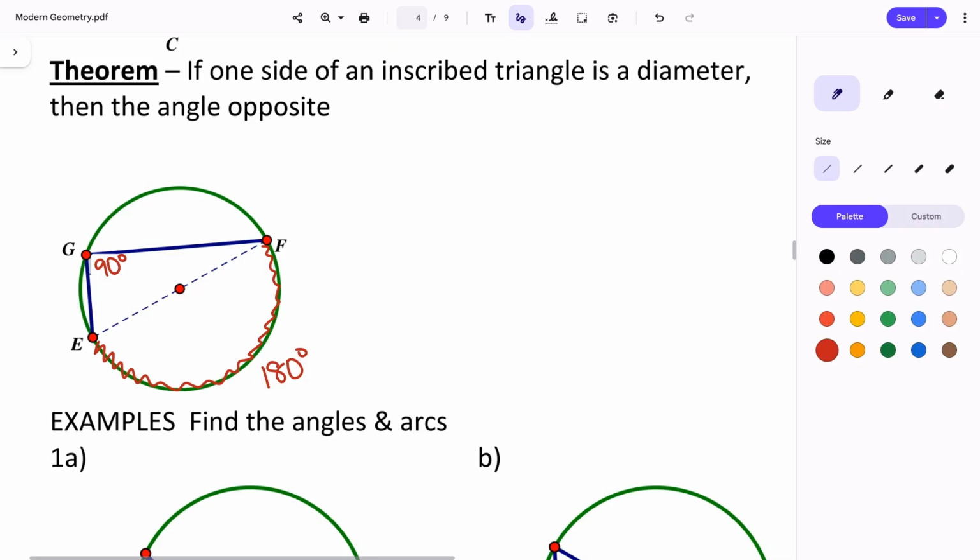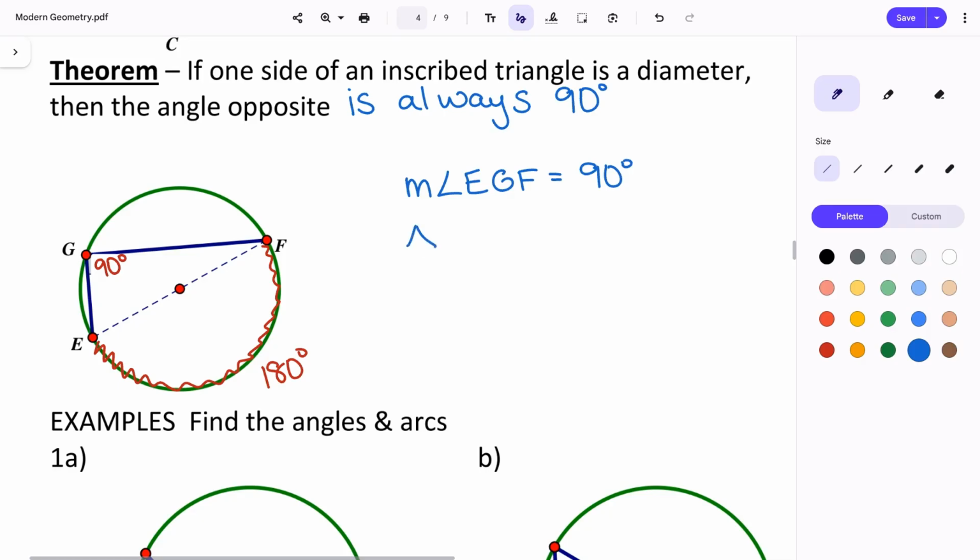So let's fill that in up here. We can say that the angle opposite is always 90. So I would say the measure of that angle EGF is equal to 90 degrees. You could also say that the triangle in there, EGF, is a right triangle. So that'd be another statement that we could make that's true. So if you see a situation like that where the intercepted arc is hitting the diameter, it's always going to be 90 degrees.